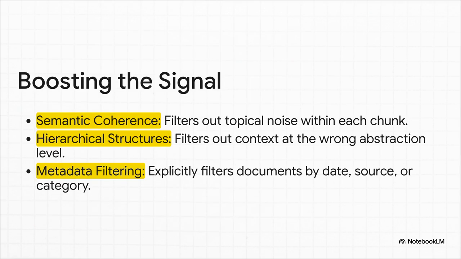And this is why information architecture is your ultimate weapon against it. Think of every principle we've talked about as a different type of filter designed to boost the signal and cut out the noise. Semantic coherence, that filters out the noise inside each chunk. Hierarchical structures, they filter out context that's at the wrong level of detail. And something like metadata filtering is your most powerful tool. It lets you throw out entire documents based on date or source before the search even starts. It's all about delivering the cleanest possible signal to the LLM.